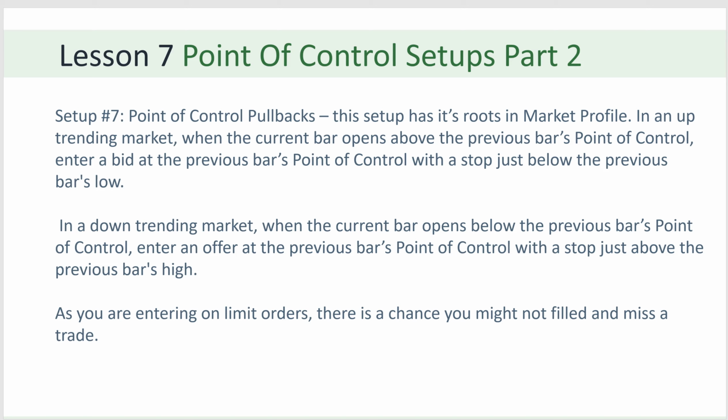So setup number 7 is the point of control pullbacks. This actually has its roots in market profile. In an uptrending market, when the current bar opens above the previous bar's point of control, enter a bid at the previous bar's point of control with a stop just below the previous bar's low. And in a downtrending market, when the current bar opens below the previous bar's point of control, enter an offer at the previous bar's point of control with a stop just above the previous high.